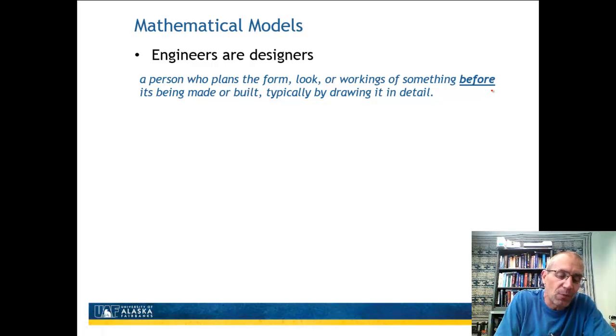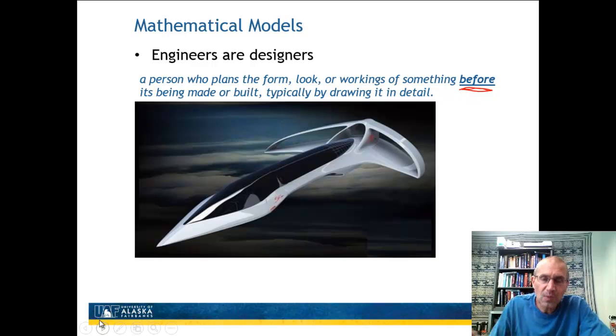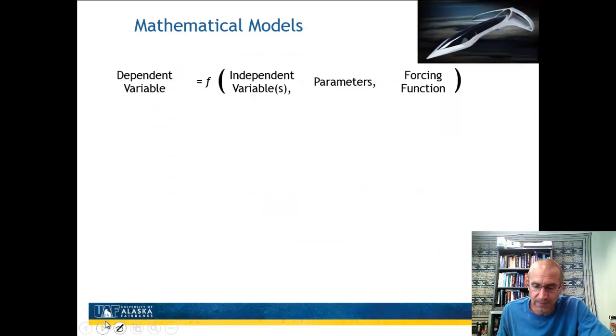And another thing I really want to point out is this word here, before. We need some way to predict how things are going to behave. And that's where mathematical models come in. So for example, imagine that you were designing some brand new plane that doesn't exist. You want to be able to determine how this is going to behave. And what you'll end up using are mathematical models that will describe many, many aspects of this thing that does not yet exist, but you want to go ahead and design.